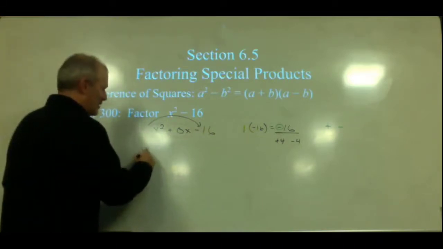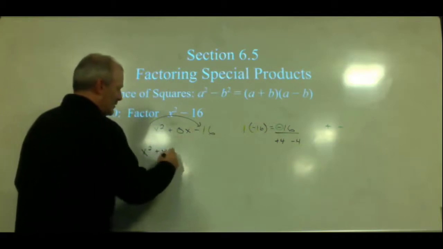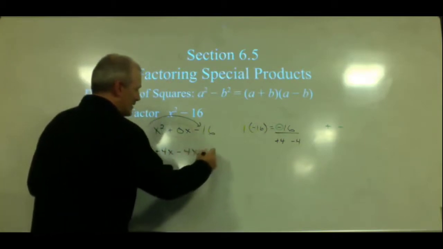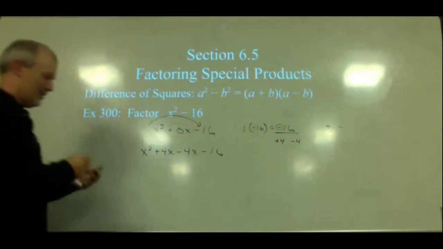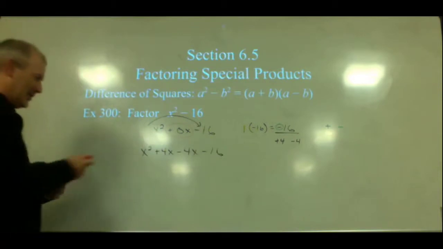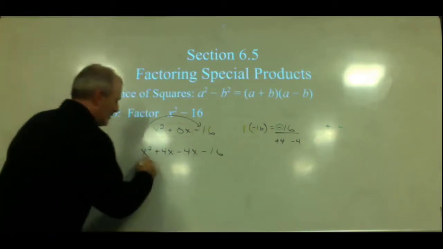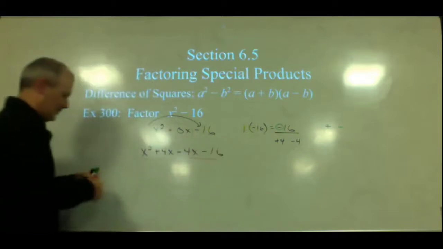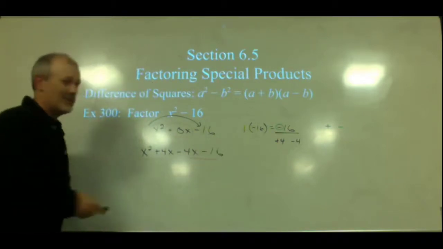Then you would do the same thing that we've done before. So you would do x squared plus 4x minus 4x minus 16. So you get your 4 terms. Factor by grouping. What can we take out of the first group?